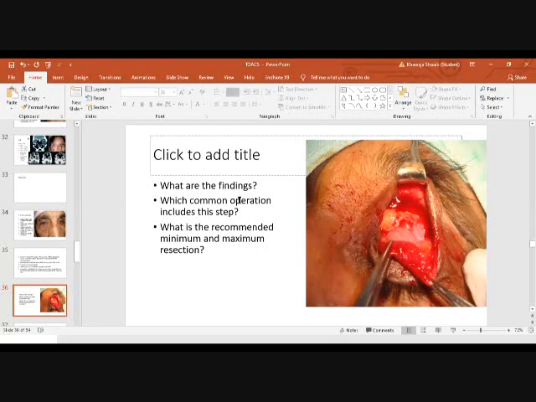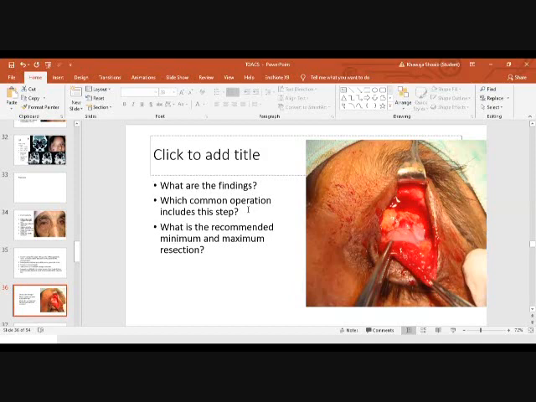And now we come to another procedure. So what are the findings? Which common operation includes this step? Levator resection. Good, levator resection. So the forceps are holding which thing? Skin, with orbicularis oculi muscle. Again, consider, I am asking you about the forceps. The forceps are holding a structure. What is that structure? Levator aponeurosis, sir. Good, levator aponeurosis.